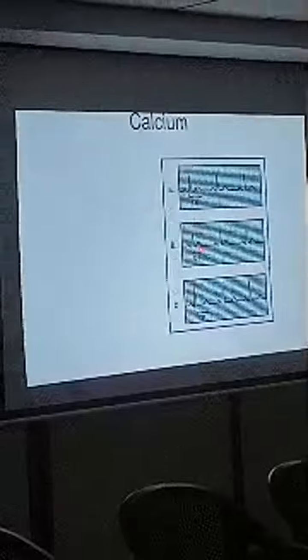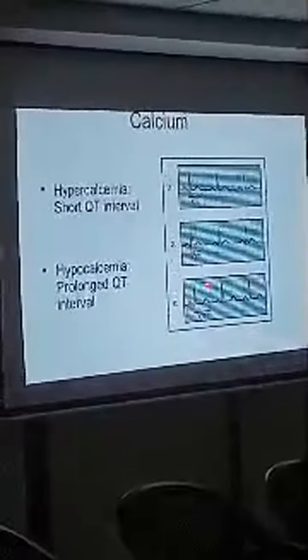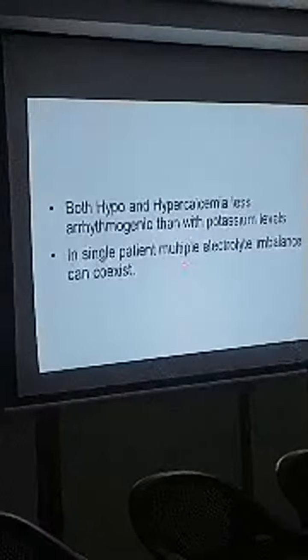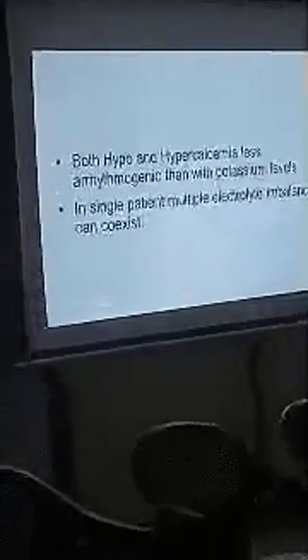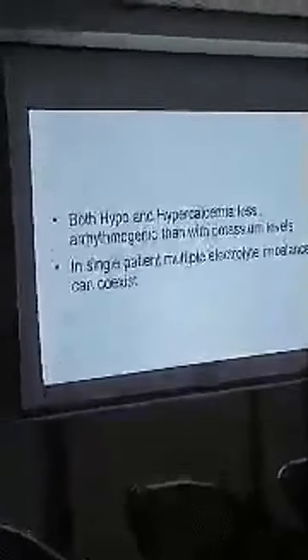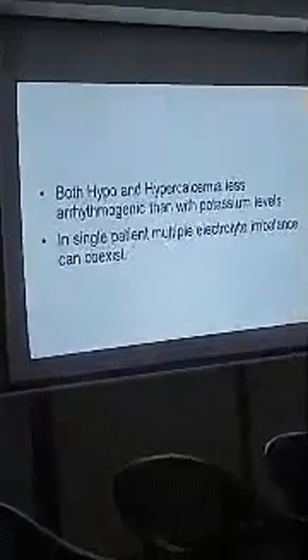Hypocalcemia will prolong the QT and hypercalcemia will shorten the QT. So you will see here the QT interval is normal. Once you have a hypercalcemia, the QT will shorten, and in a hypocalcemia you will see a prolonged QT. So these are the usual patterns you will see. Both hypo and hypercalcemia are less arrhythmogenic than potassium. Potassium among all electrolyte imbalances is more arrhythmogenic.